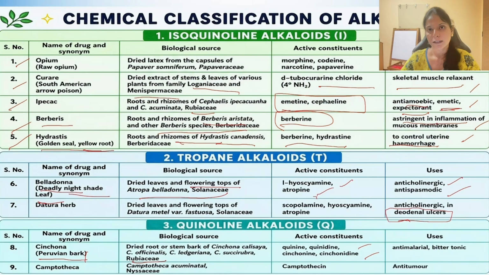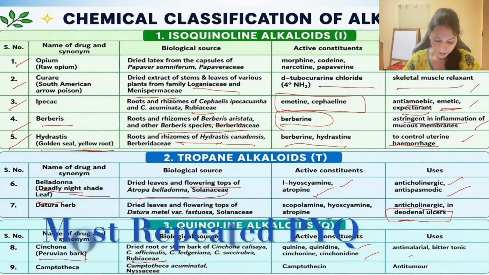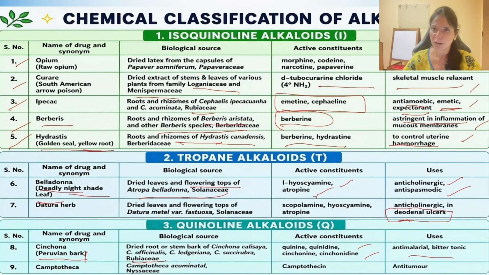And here the active constituents are quinine, quinidine, cinchonine and cinchonidine. So these are the four major active constituents of our quinoline alkaloids. Quinoline means you can directly remember from the name itself, the active constituents will be quinine, quinidine, cinchonine and cinchonidine, because the source here is cinchona, the dried stem bark or root bark. And quinine and quinidine are well known anti-malarial drugs. Along with that, they are also sometimes used as bitter tonics.